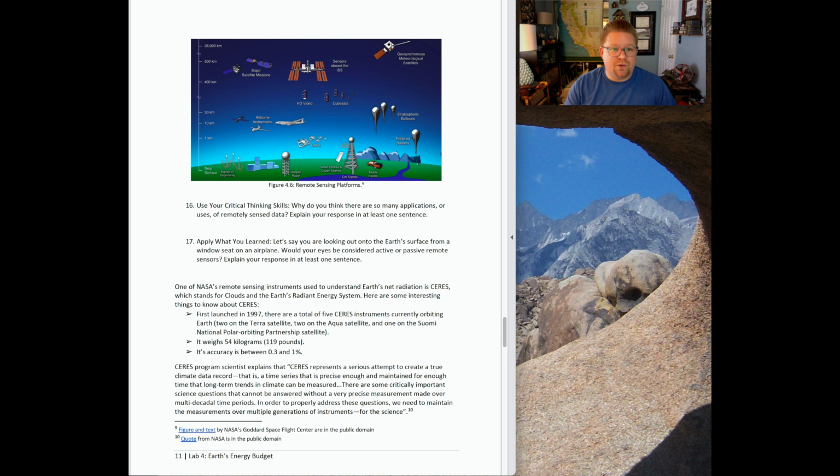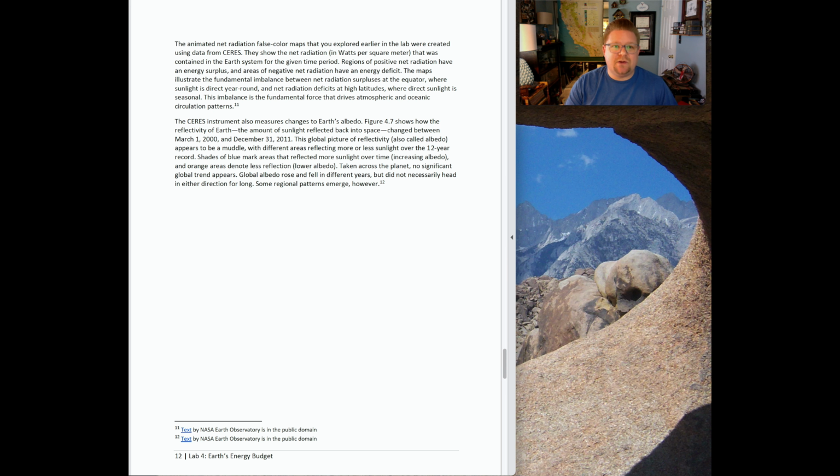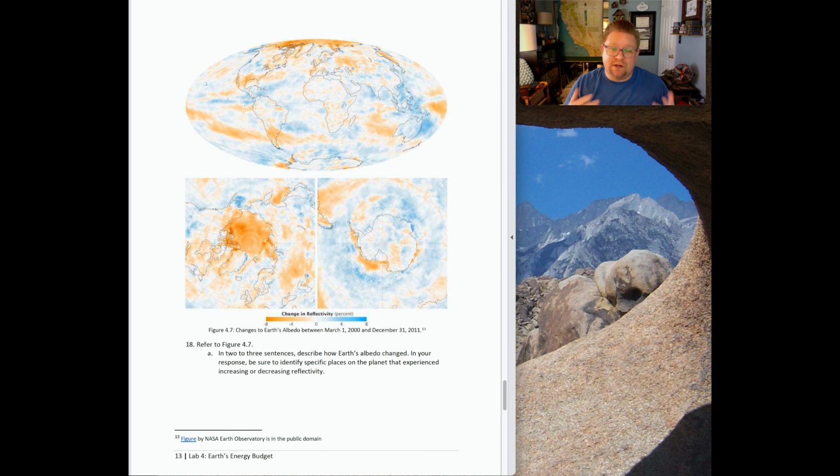As you work through this portion, you will see here that it explains a little bit more about what to expect. Moving to the last page, page 13, we get some beautiful imagery. This one in particular is showing changes to Earth's albedo between March 1st and December 31st, between 2000 and 2011. So we're looking at the albedo changes, which I'm not going to give too much away, but think about what surfaces would be considered high in albedo. And so question 18 is asking you to reflect on this imagery. What is this imagery telling you?